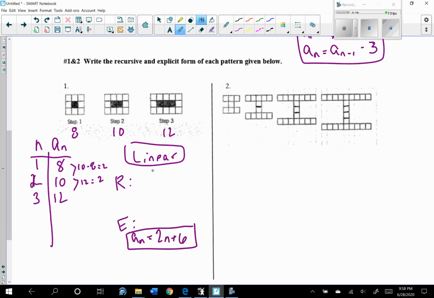So then for recursive, remember you state the first term, and the formula for the nth term is the previous term, plus your first difference, which in this case is 2.